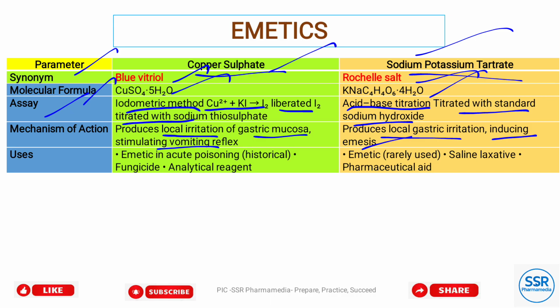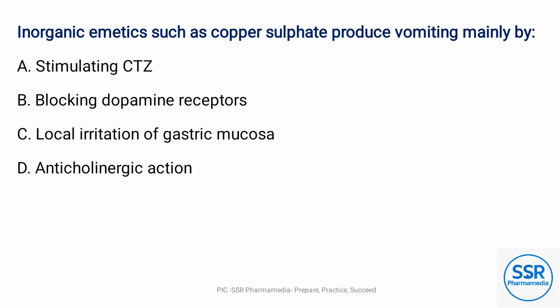Uses: copper sulfate is an emetic in acute poisoning, and is also used as a fungicide and analytical reagent. Sodium potassium tartrate is rarely used as an emetic; it is mainly used as a saline laxative and pharmaceutical aid. Let us move into the questions.